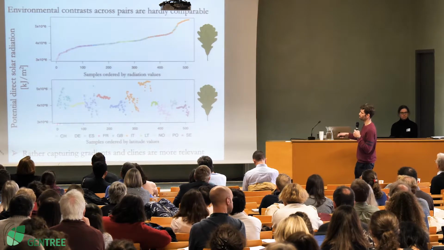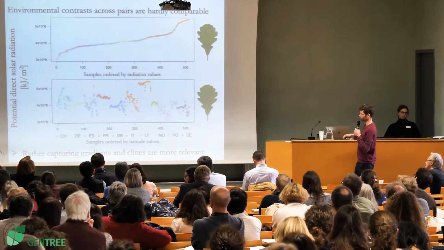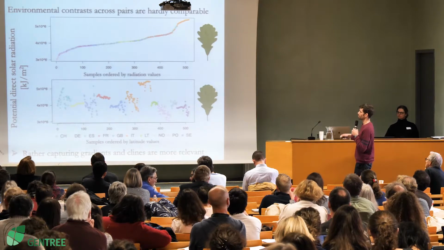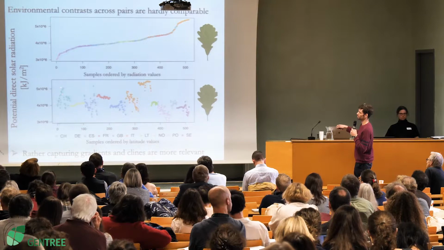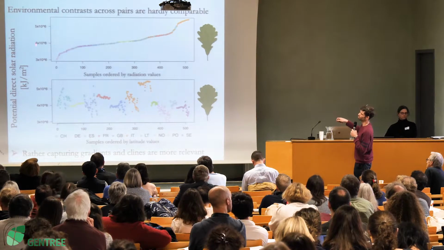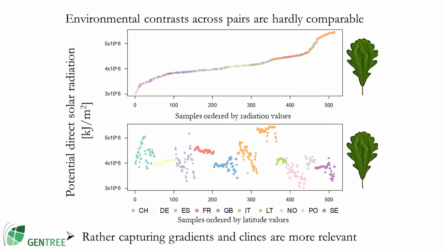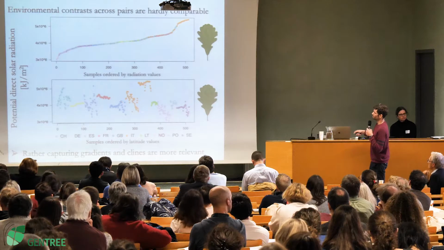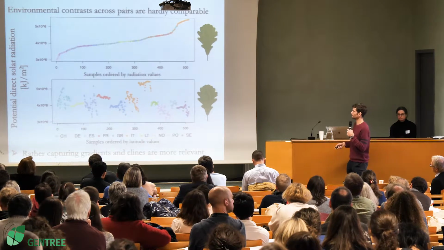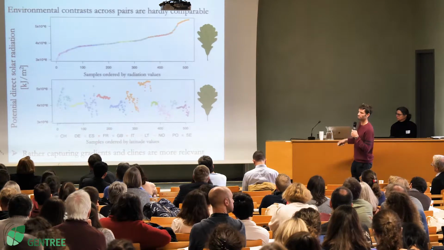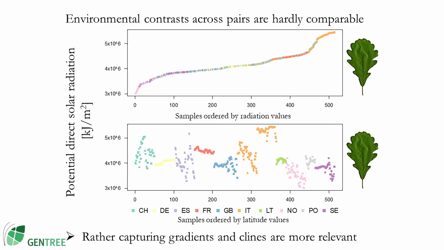So here you have the populations ordered by latitude, and you can see for each pair, in Switzerland, for example, we have the first line and the second. Here's the potential direct solar radiation, so just one topographic variable. In Italy, for example, we have a quite important line, but in Lithuania or in France, not that much. So we can compare the selection pressures at different scales using this kind of data.